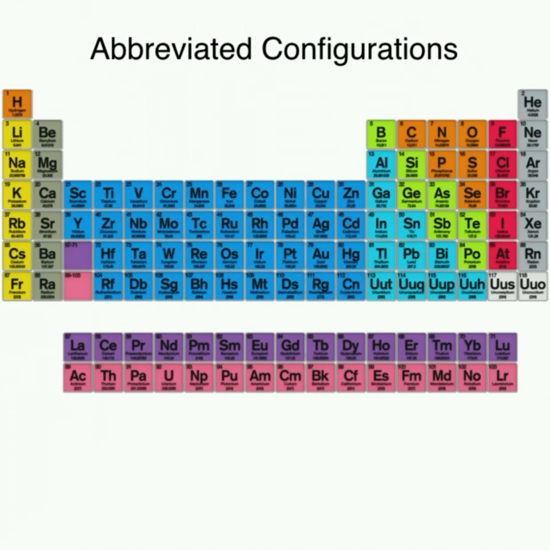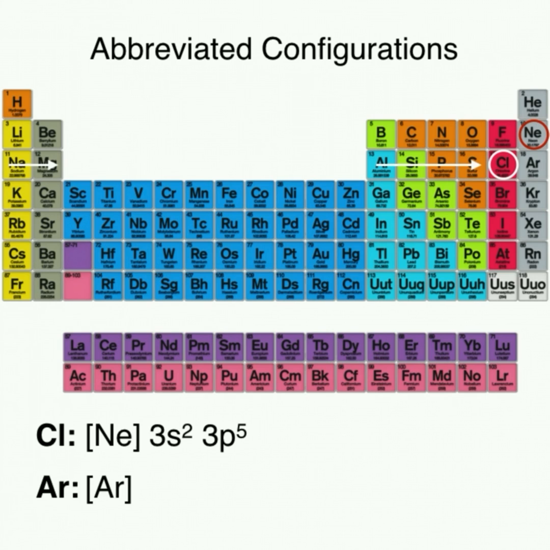For example, let's look at chlorine. The noble gas that comes before chlorine is neon. Thus, we can write the abbreviated configuration for chlorine as equivalent to neon's, followed by 3s2 and 3p5. The abbreviated configuration for a noble gas would be just the noble gas itself. So the abbreviated configuration of argon is just argon.